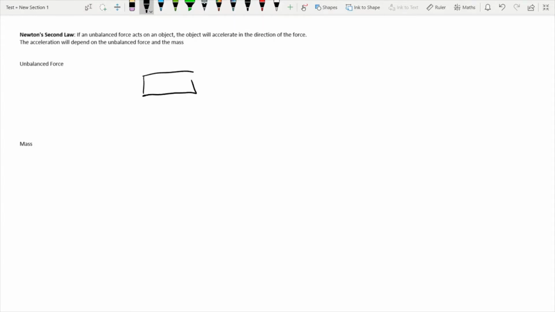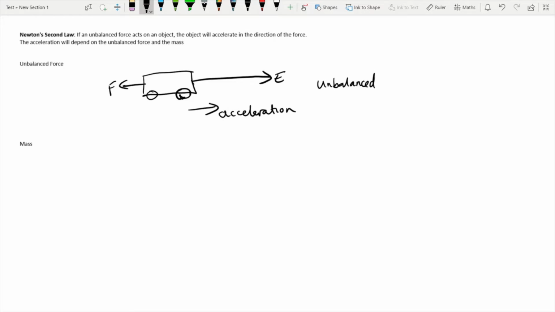So I'll draw my car again. Okay. Now, in this case, if our engine force is bigger than our frictional force, then the car will accelerate in the direction of the bigger force. So in this case, the unbalanced force. So we've got an acceleration there. And if we wanted to calculate the unbalanced force, we would take the smallest from the biggest. So unbalanced force would be equal to E minus F. So there's an acceleration in the direction of the unbalanced force.